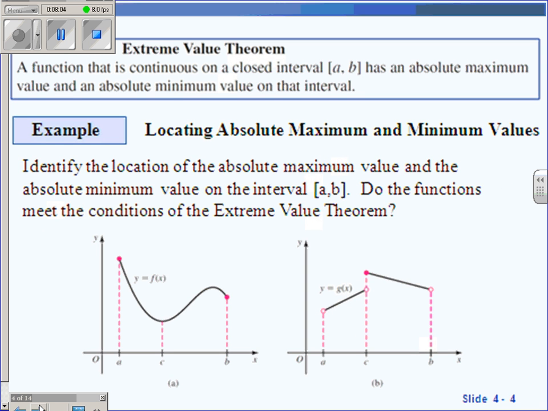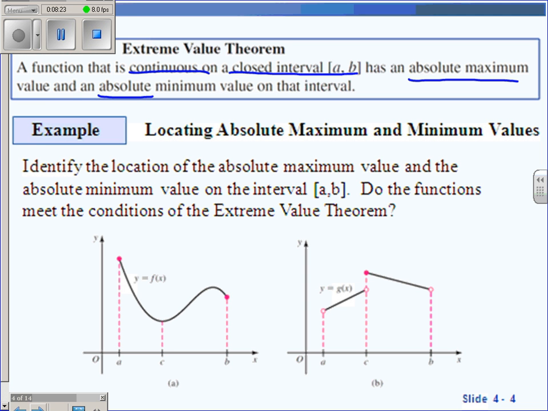A function that's continuous on a closed interval has an absolute maximum and an absolute minimum. So this is how we will know for sure we do have absolute maximums and minimums. We have to have a closed interval, and the function has to be continuous on that interval.